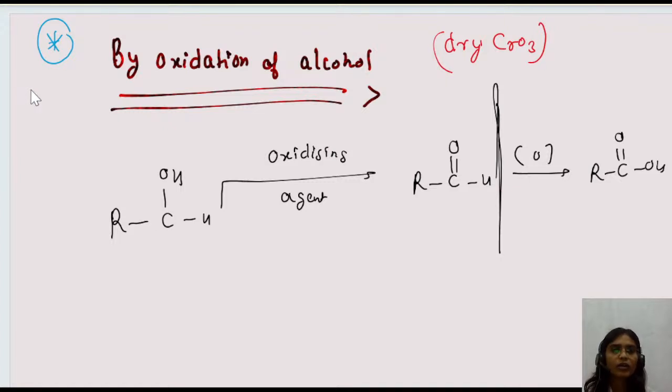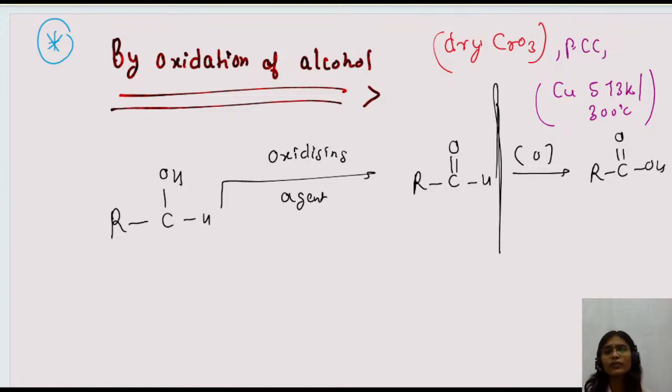Second, one more famous one, if you remember. PCC, right? I told you that it's going to be an important part. So you can use PCC. And one more, that is copper. How about the temperature there? 573 Kelvin, or 300 degrees Celsius. So both we already covered. These three reagents we covered in very much detail.